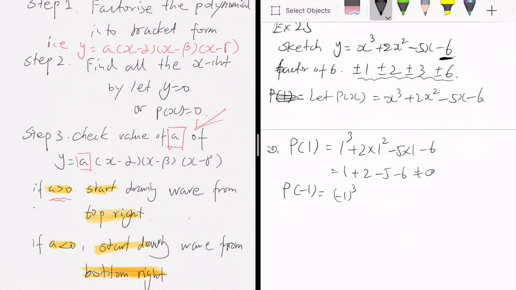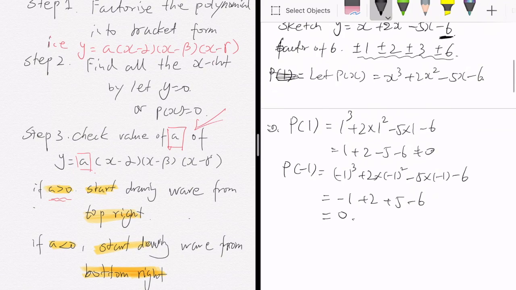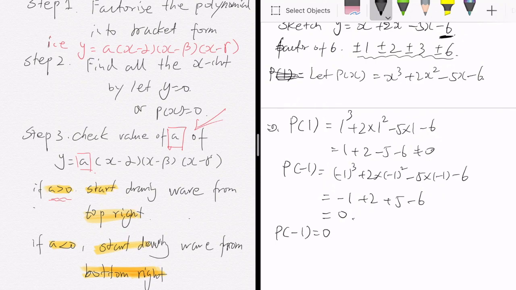Okay, negative 1 cubed plus 2 times negative 1 squared minus 5 times negative 1 minus 6. So that's negative 1 plus 2 plus 5 minus 6. Okay, this is actually equal to 0. So therefore p of minus 1 equals 0. So by the factor theorem, because alpha is equal to negative 1, x plus 1 is a factor.